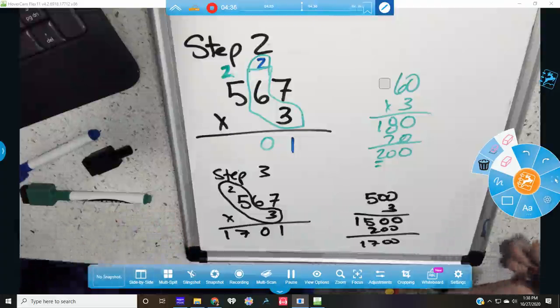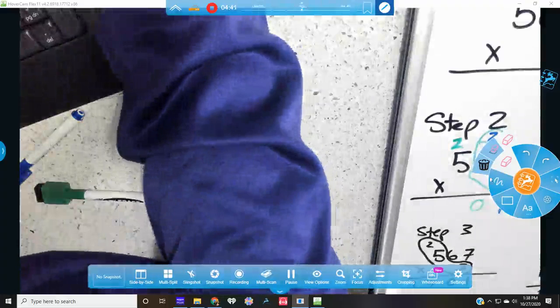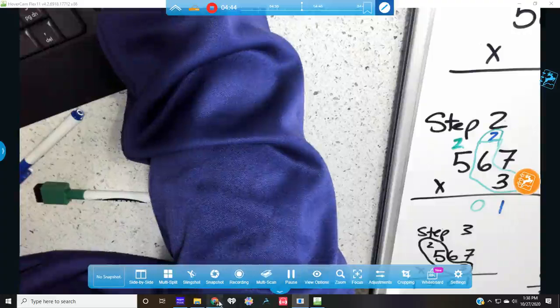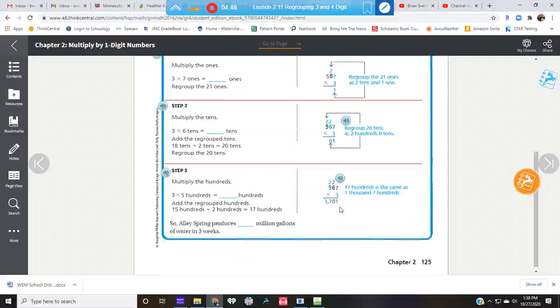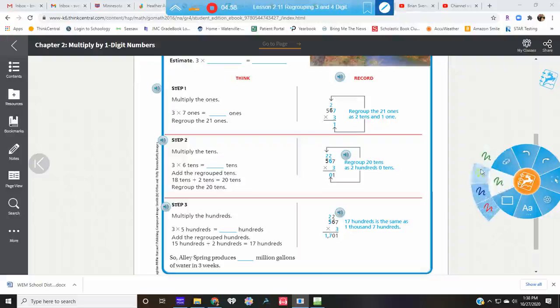So our answer to the problem is 1,701. Now let's run back to our screen here. We go back to our screen, 1,701. So our answer to this problem, if we want to, we can fill all this stuff in real quick from what we just did over there.